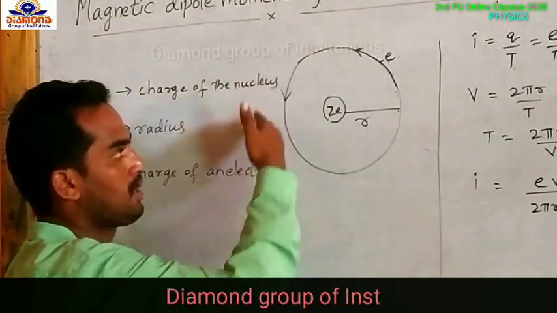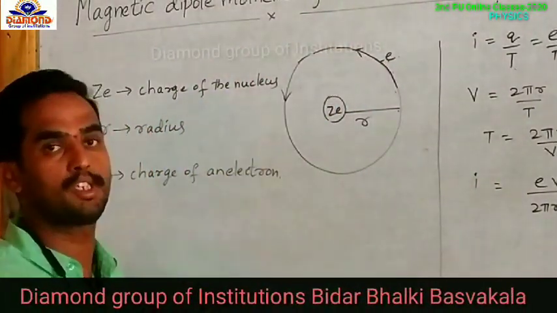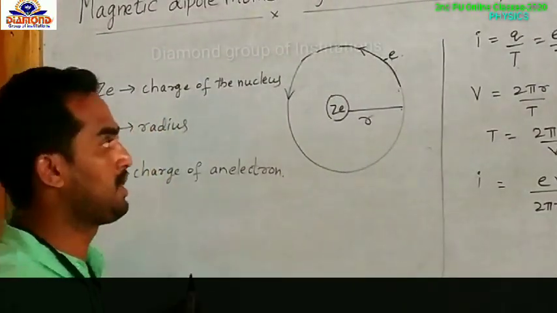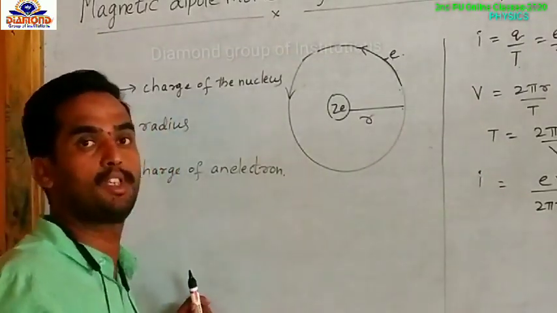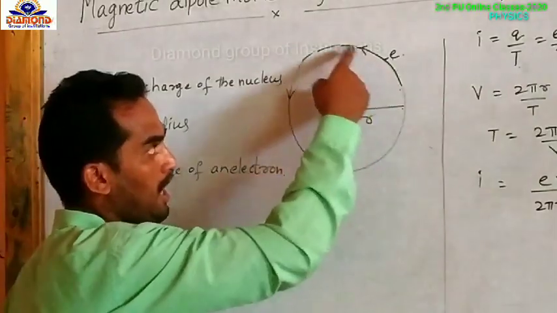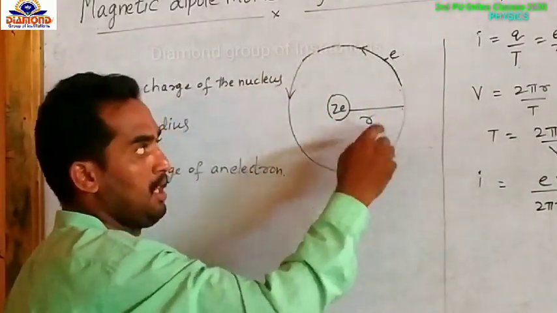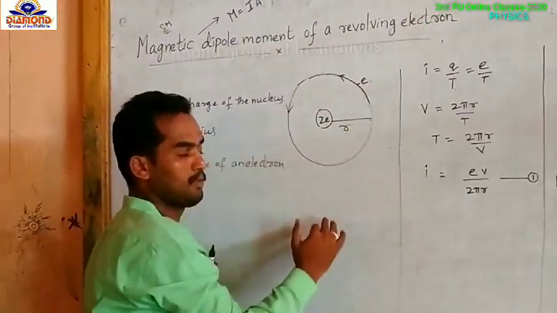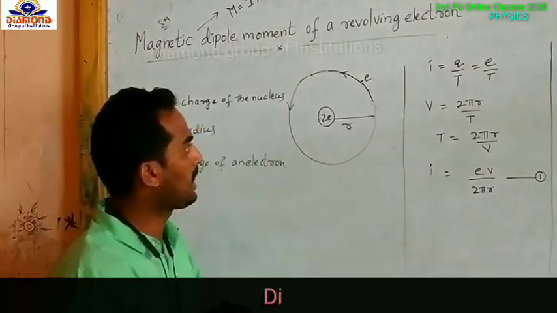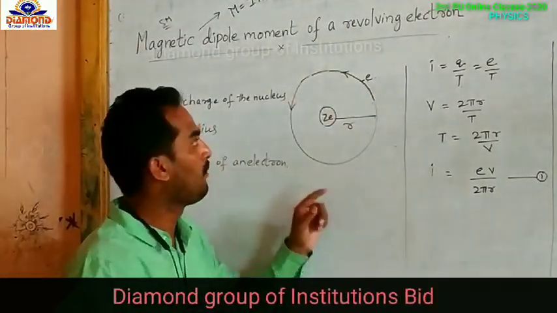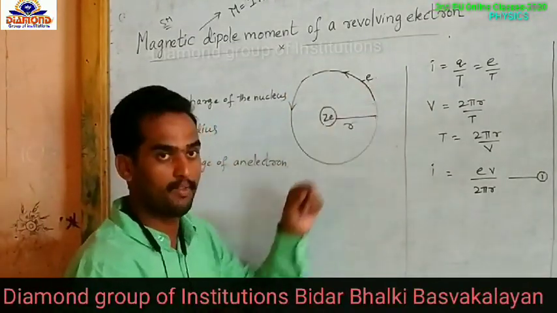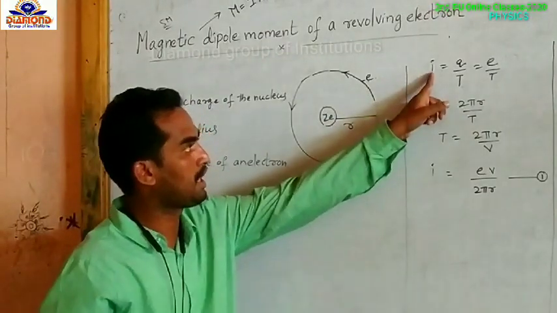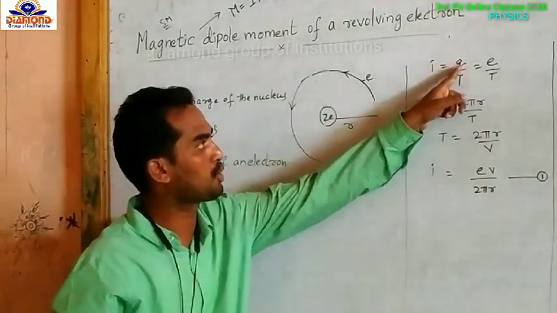When the electron is revolving around the nucleus, two forces exist. One is electrostatic force and one more is centripetal force. This is given by the scientist Niels Bohr. Whenever an electron is revolving around the nucleus, the electrostatic force between the nucleus and electron is equal to the centripetal force, because the electron is moving in a circular path. And when the electrons are moving, current exists. What is the symbol of current? I. And what is the formula? I equal to Q by T.